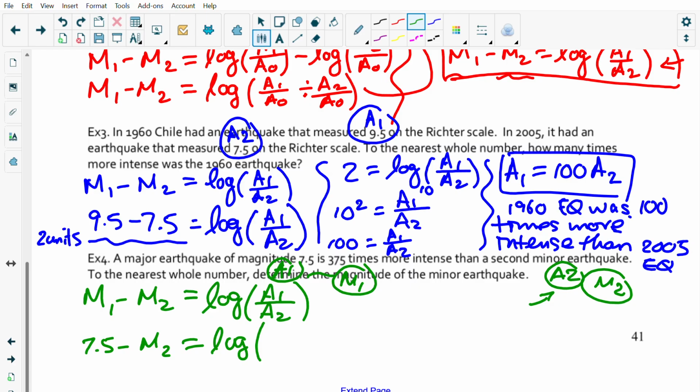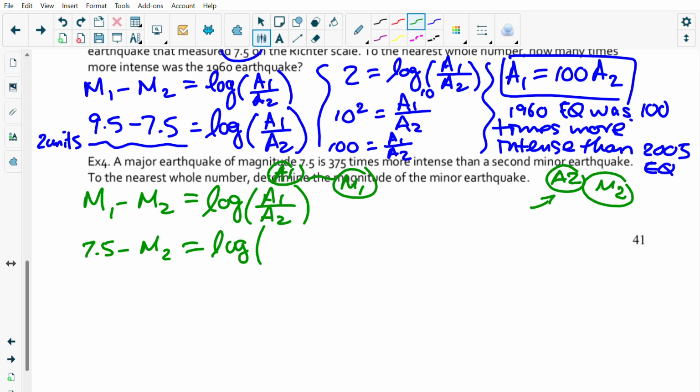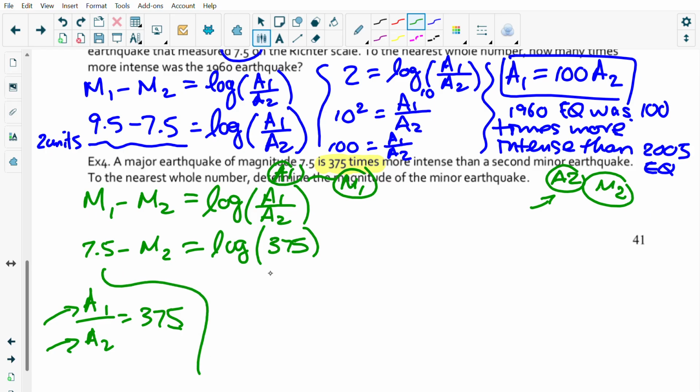what's A1 over A2? Well, it says the major earthquake is 375 times more intense than the second minor earthquake. That's a comparison, folks. So that means A1 over A2 equals 375 if I'm comparing the first earthquake intensity to the second one. So rearranging, bring this over, that's 7.5 minus log of 375, and that equals the magnitude M2.